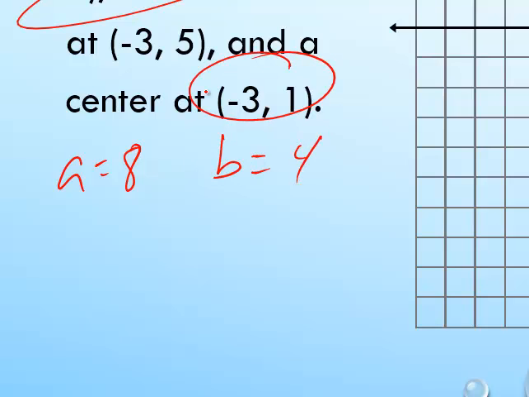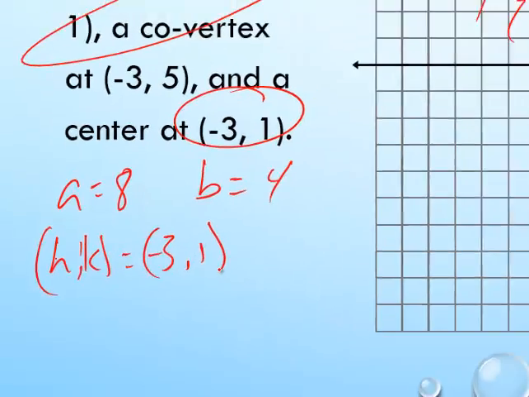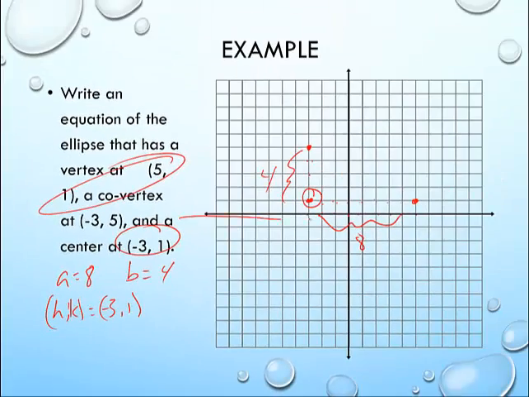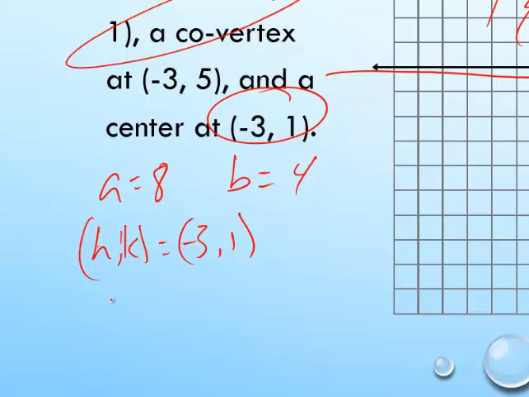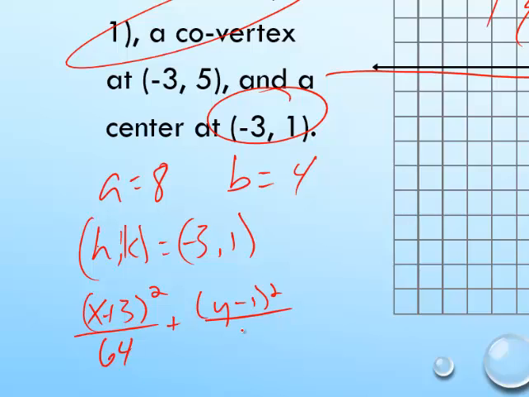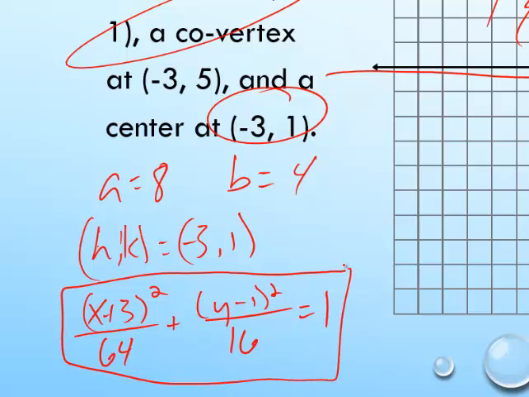And your center is given at (-3, 1). So h and k equals -3, 1. Now, since a is traveling along the x-axis, that means x comes first. So we're just going to have our x minus h. h is negative 3, so minus a negative is positive. So we'll have (x plus 3) squared divided by a squared, which is 8, so 8 times 8 is 64, plus (y minus k), k is 1, so we'll have (y minus 1) squared divided by b squared, which is 16, equals 1, because our equation always equals 1. Okay, and there you have it.